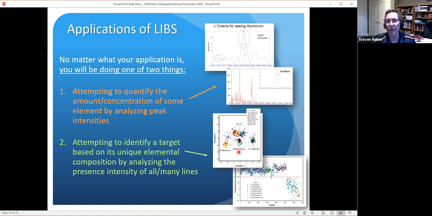And that's what we're really doing in all of our bacteria studies that I'll talk about today. I don't really care what elements are present in the bacteria. I don't really care how big those lines are. I just need them to be the same every time so I can uniquely identify a bacterial cell. But everything in LIBS is going to be one of these two applications.